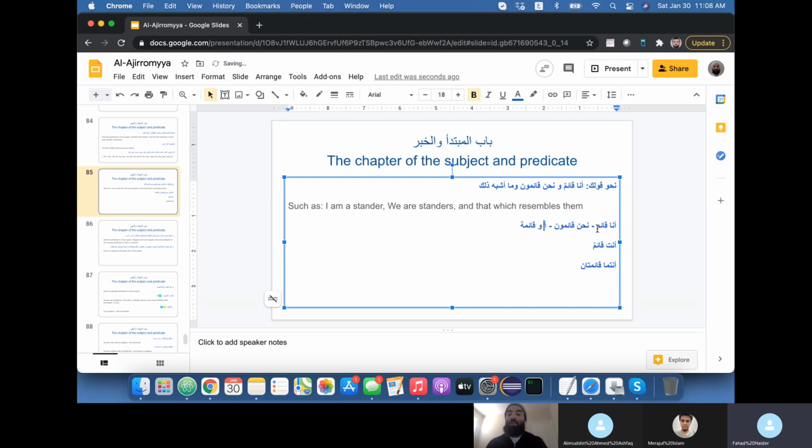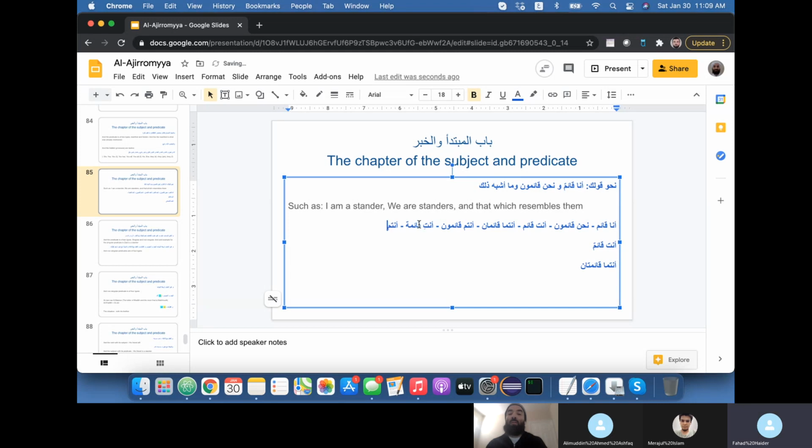Nahnu qa'imuna, and then you say anta qa'imun, singular. Then you say anti, meaning female: anti qa'imatun. You have to add this ta of femininity to it. For the masculine dual, you would say antuma qa'imani, because it's a dual. This is the same for the feminine dual, and also a combination of a man and a woman. Then antum qa'imuna. And for the feminine, anti qa'imatun.